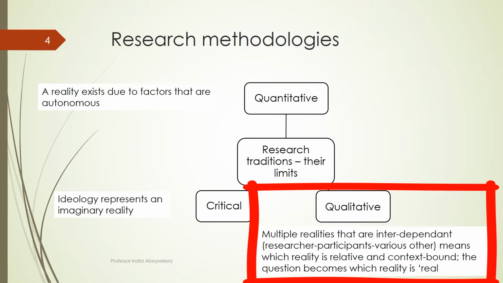In the qualitative research methodology, there's an underlying assumption that there are multiple realities that are interdependent upon the researcher, participants, and various other actors, processes, and systems in that investigation. Because of this interdependence, that reality is relative and bound by the context. Because there is more than one reality, the question arises, which reality is real?